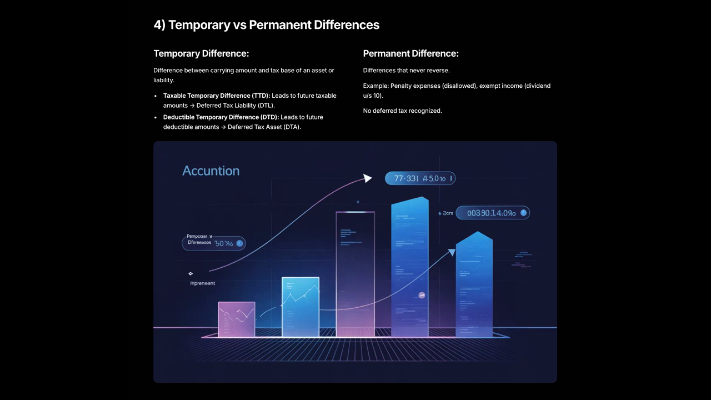Now, a permanent difference never reverses. For example, a penalty expense disallowed under tax law, or dividend income that's fully exempt. These don't give rise to deferred tax because they'll never affect tax later. So, deferred tax exists only when timing differences will eventually reverse.